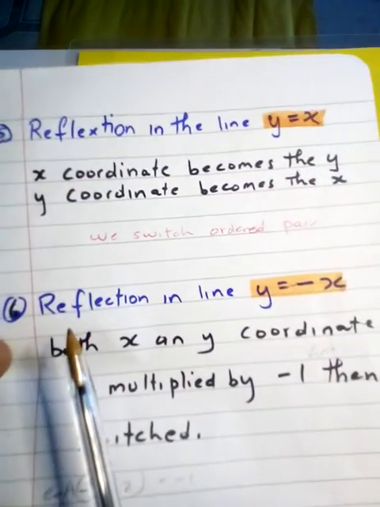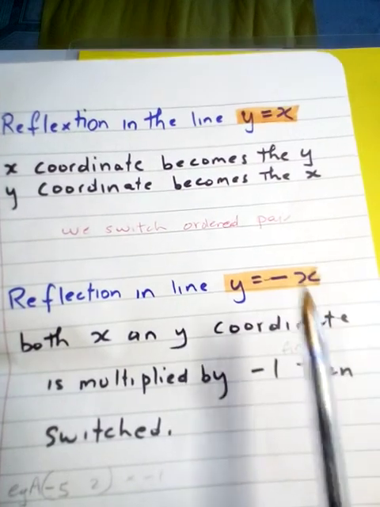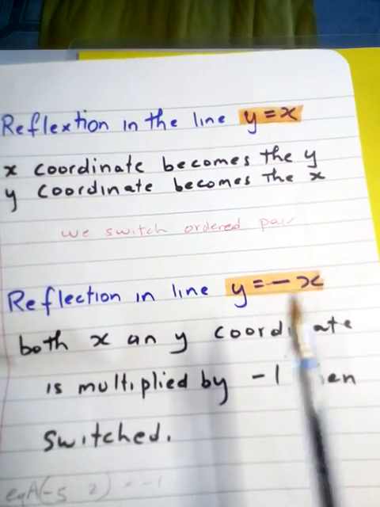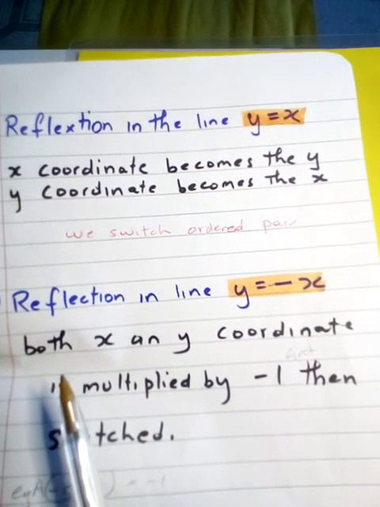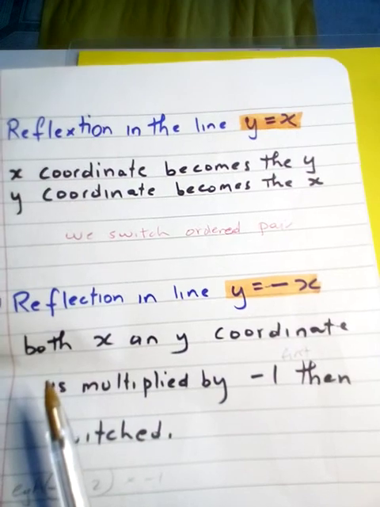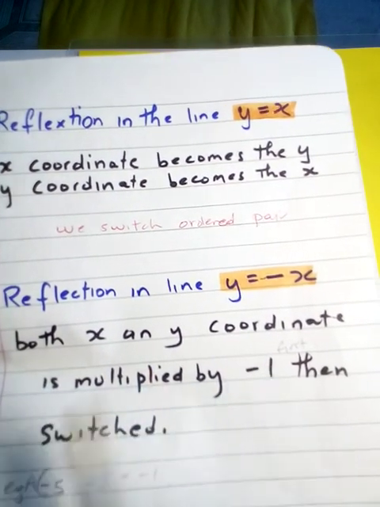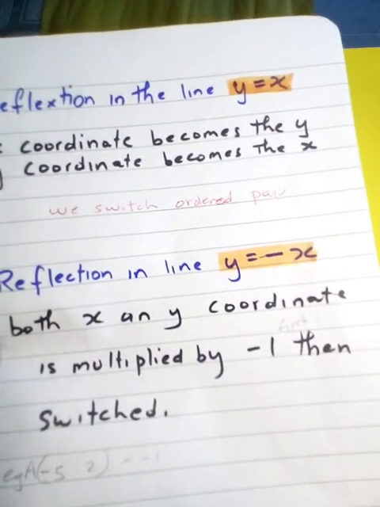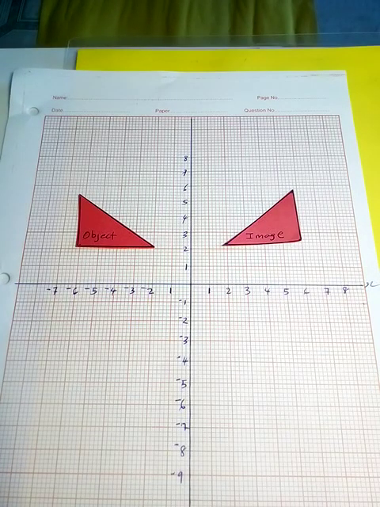And finally, reflection in the line y equal -x. So these linear graphs, I gave them to draw earlier. So we have to recall and look back. So one rule or one method of getting the point for the image: both the x coordinate and the y coordinate given, we multiply by -1, then we switch them, and then that's the point for the image. Okay? So let's go through them one by one. All right? So let's reflect.